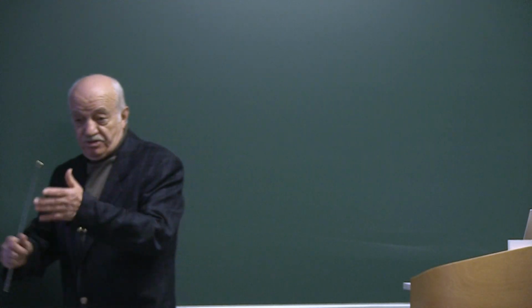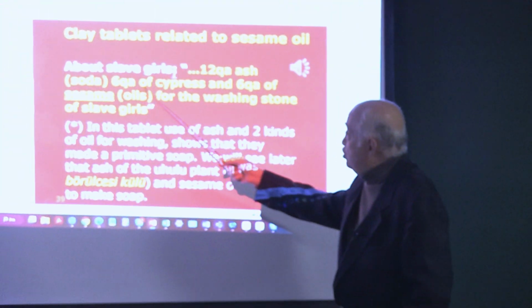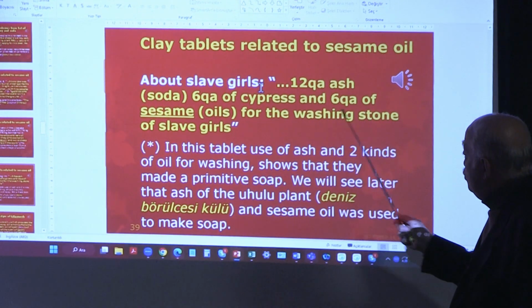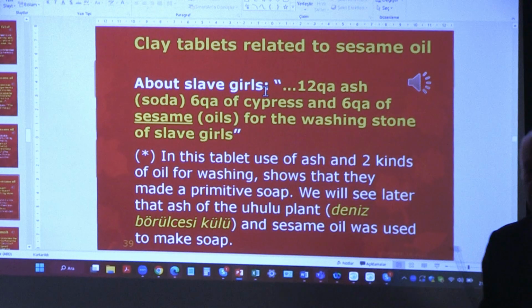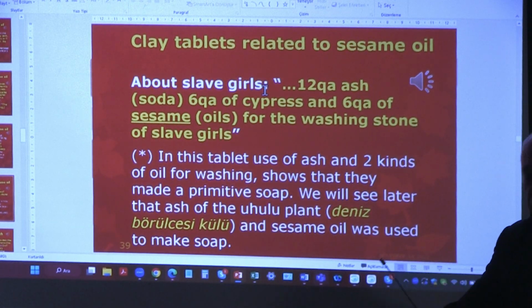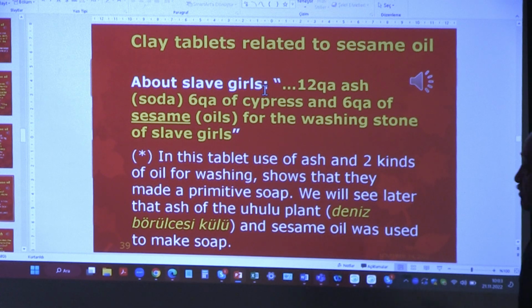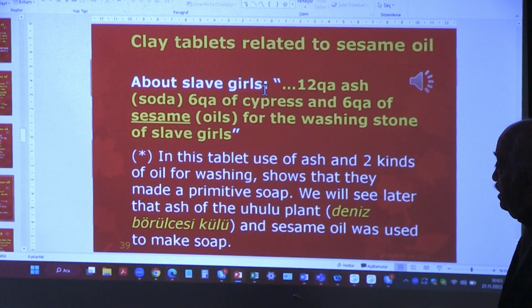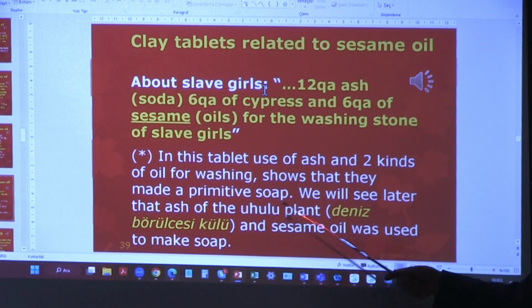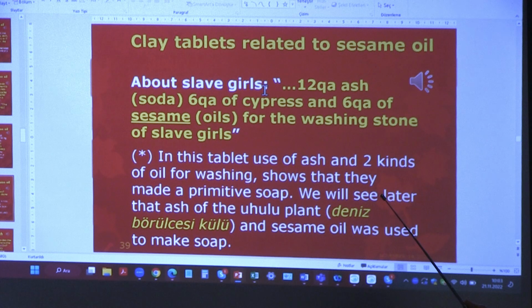About the slave girls, there is a clay tablet. They always write something about the slaves. It says 12 quarters of ash, that's Sora, 6 quarters of cypress, and 6 quarters of sesame oil for the washing stone of the slave girls. So probably they provided oil and ash to the girls to wash something. We see that they use two kinds of oil for washing. So it seems that they made primitive soap.